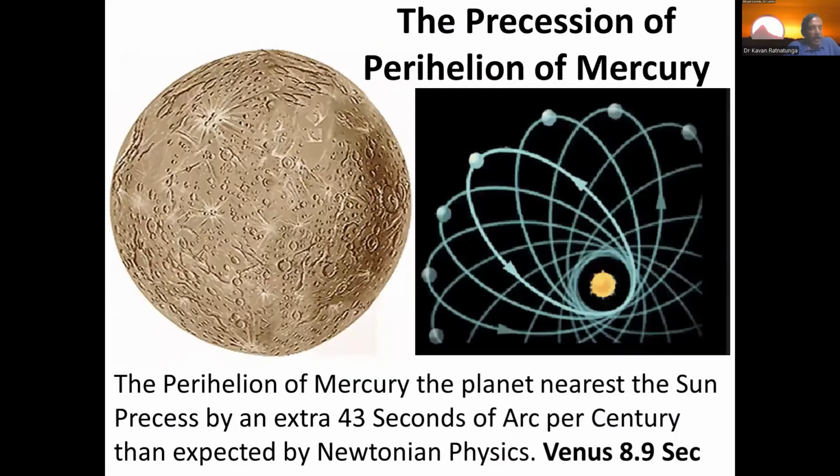But everything was fine. Most of the measurements fitted exactly, but there were a couple of observations where we knew the measurements, but which were not exactly as Newton predicted. One of which was the precession of the perihelion of Mercury, which was rotating about 43 arc seconds per century, a bit more than expected by Newtonian physics. And even Venus was going off by about 9 seconds per century. So Newtonian physics worked most of the time, but it was not perfect.